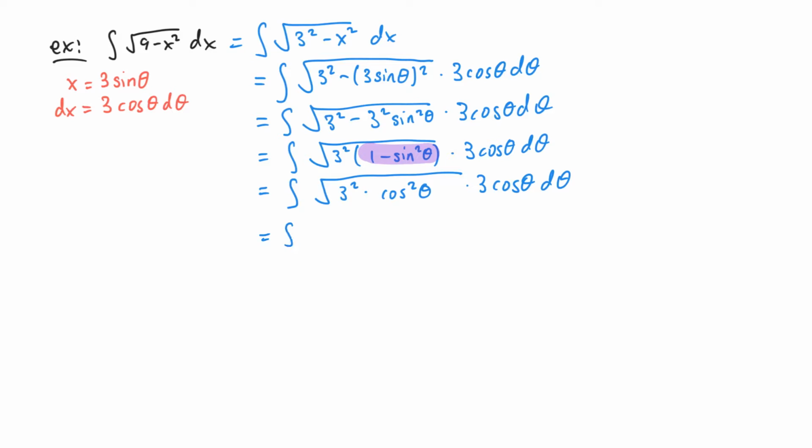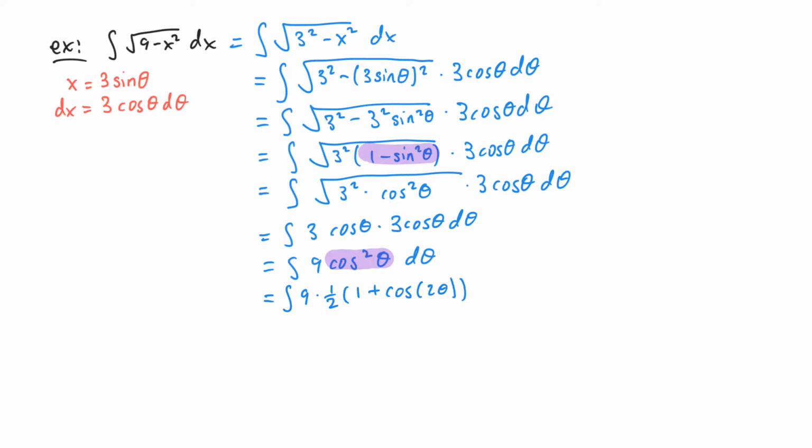This becomes the integral of 3 cosine theta times another 3 cosine theta d theta, which we can rewrite as the integral of 9 cosine squared of theta d theta. To compute this integral, I'm going to use another trig identity on cosine squared of theta. Use the double angle trig identity. So I rewrite this as the integral of 9 times 1/2 times 1 plus cosine 2 theta d theta.